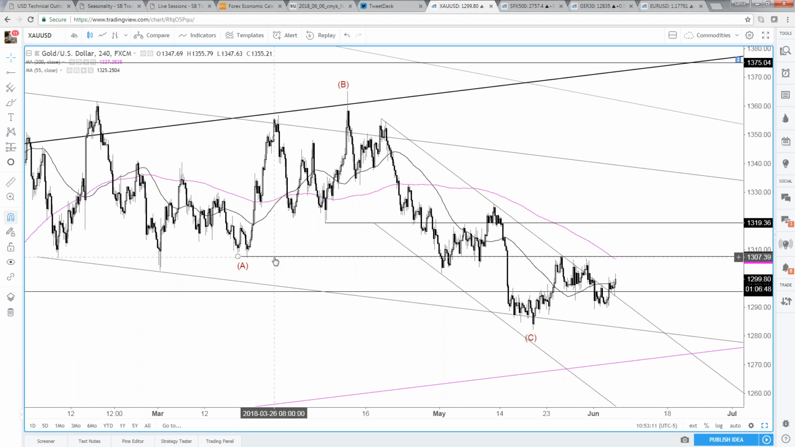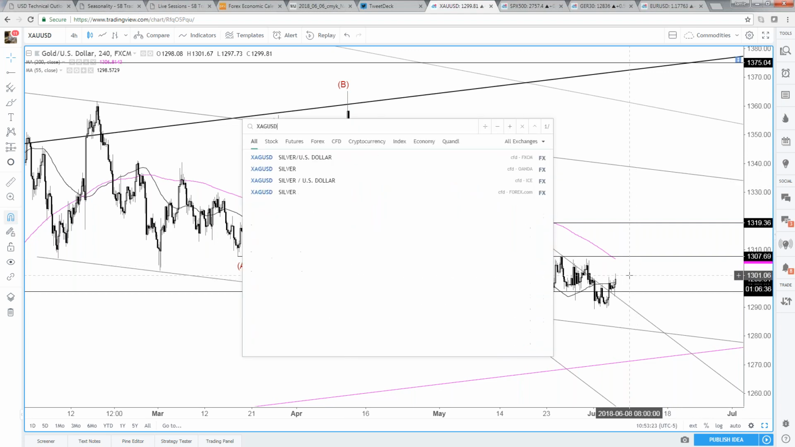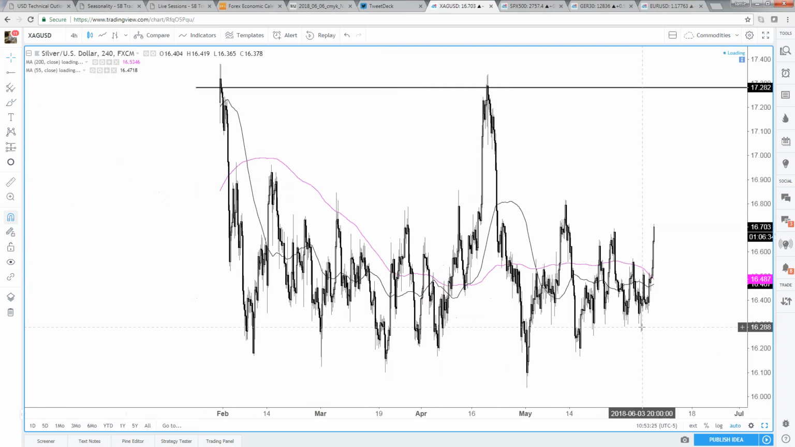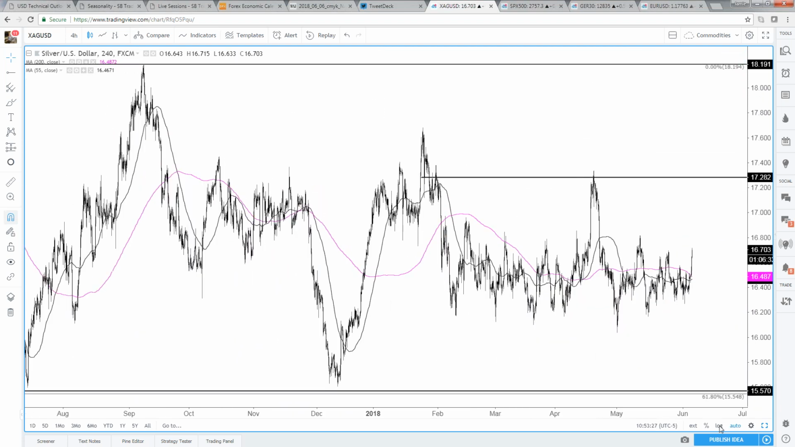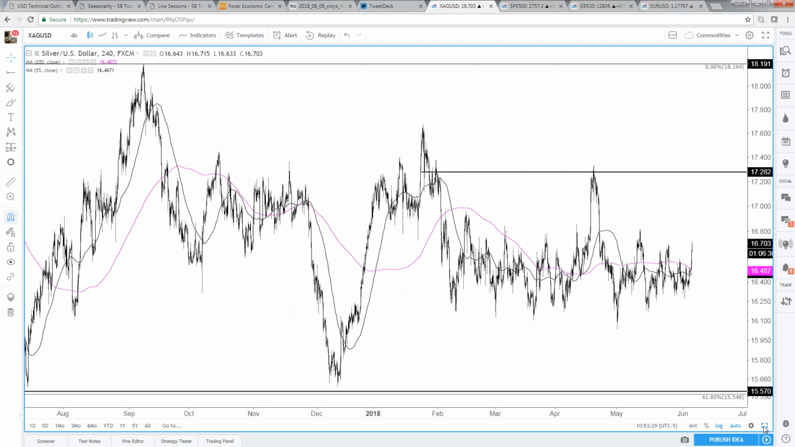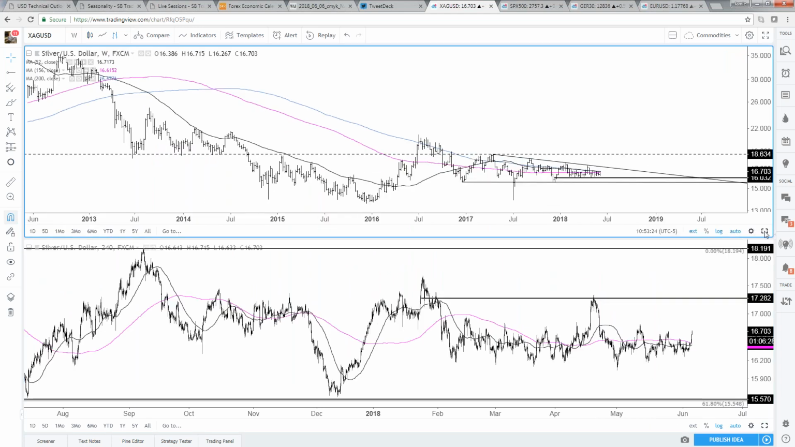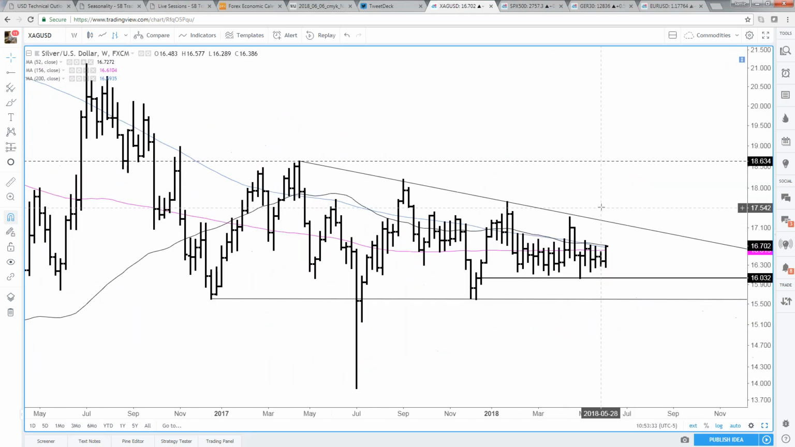But if we get through here, then maybe there's something to talk about as far as gold's concerned. But as of right now, simply these are the levels I'm looking at. Silver, just an insane amount of consolidation.